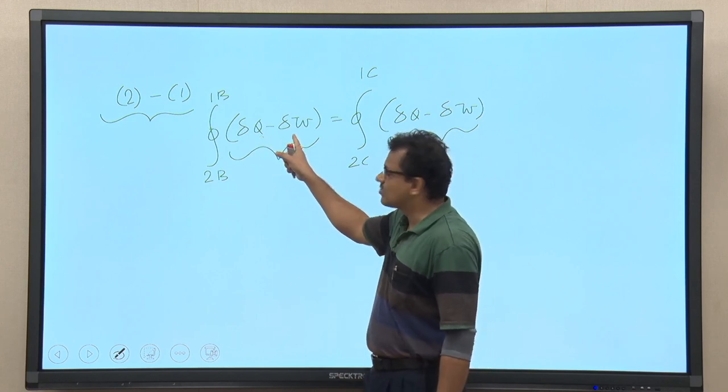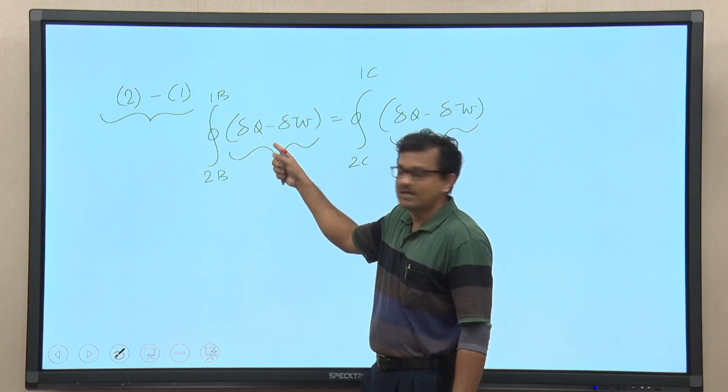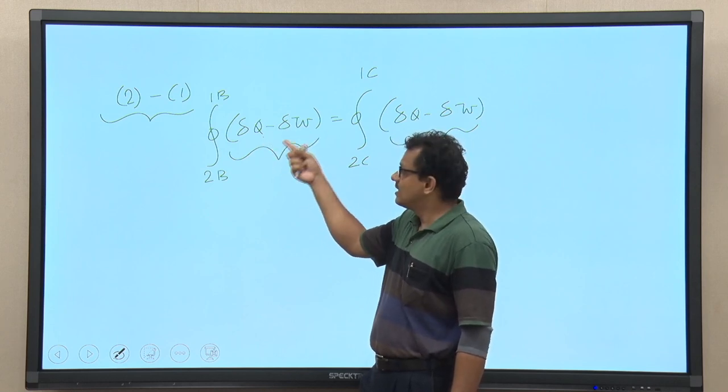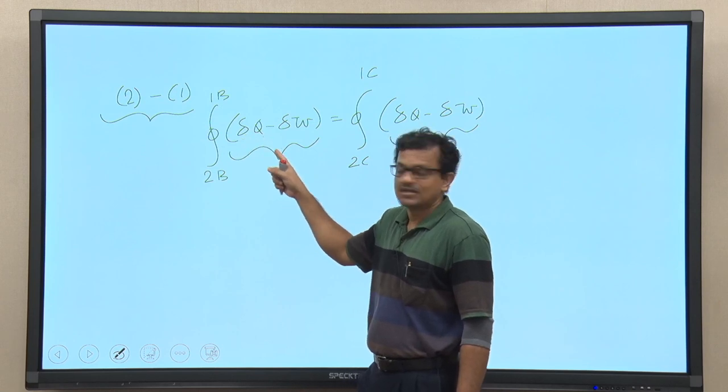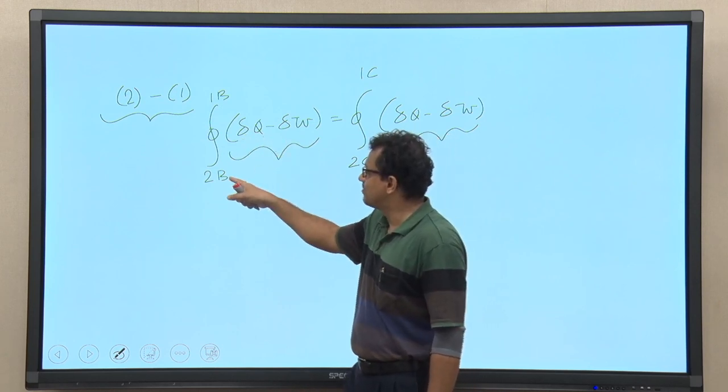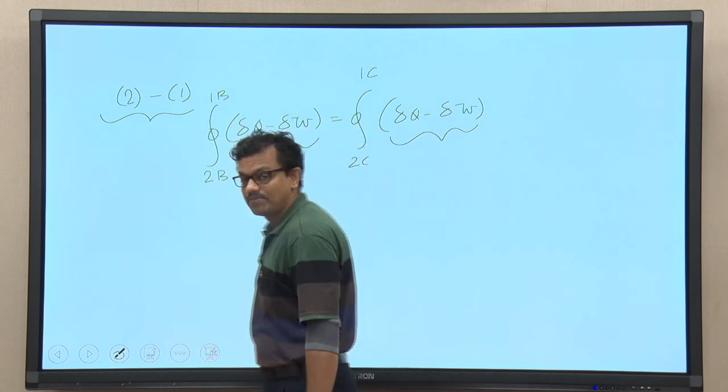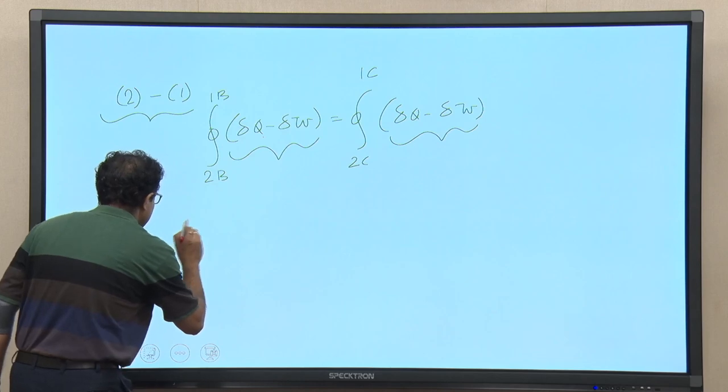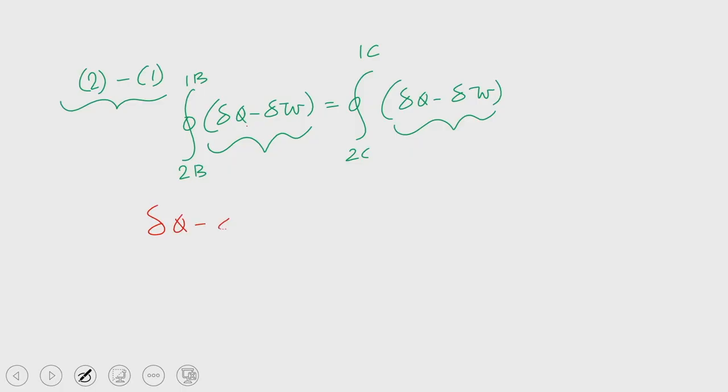So, though these two quantities are path functions individually, the difference of these two quantities does not depend on the path, because you can understand that del Q minus del W following path A, following path B, is equal to following path C. So, this quantity, delta Q minus delta W, is not a path function. Though delta Q and del W are path functions individually, the difference is not a path function, that we can see from this expression now.